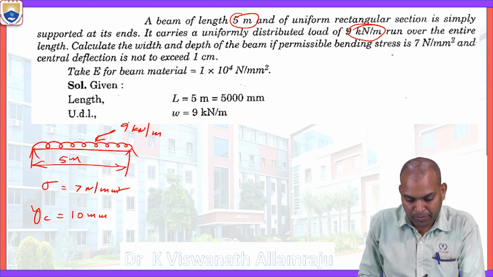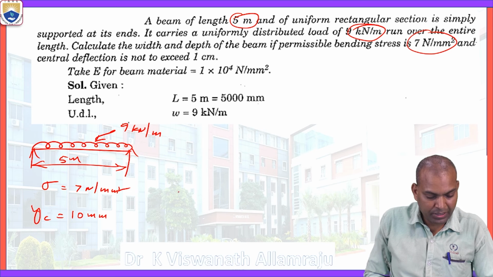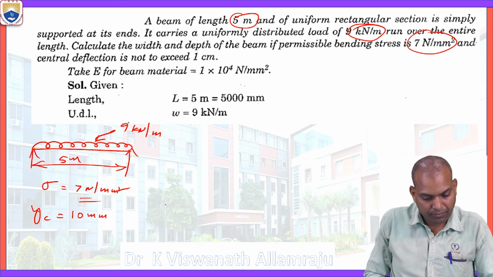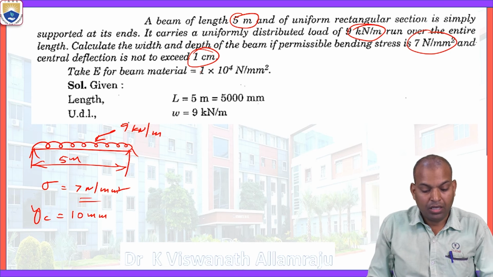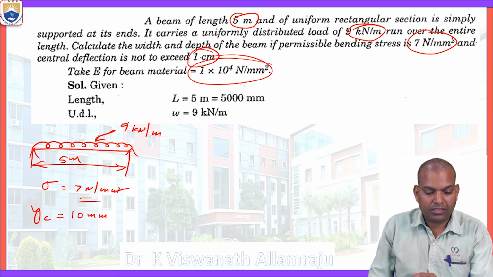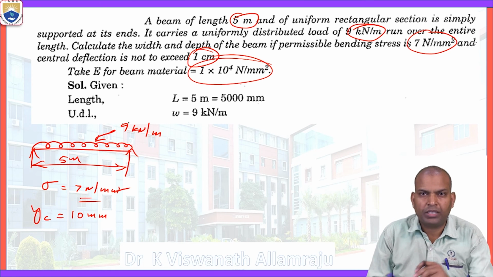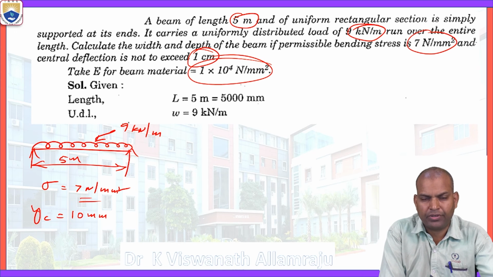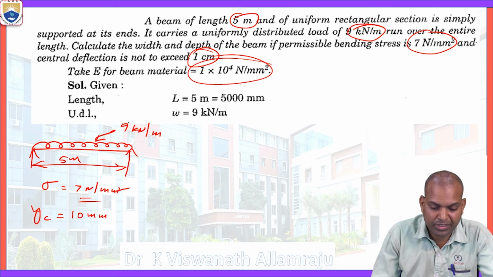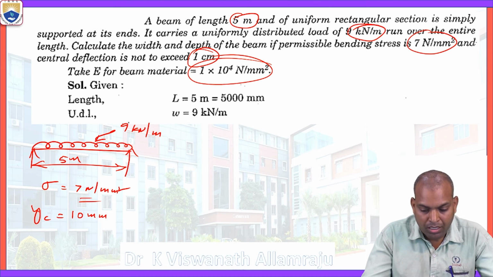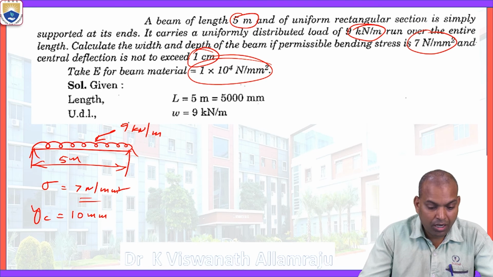Here the permissible bending stress is 7 Newton per square millimeter, and the maximum bending stress should not exceed this. One more value is given, that is the E value, the modulus of elasticity of the material, which is 1 into 10 power 4 Newton per square millimeter. Now let us begin. What are the objectives?